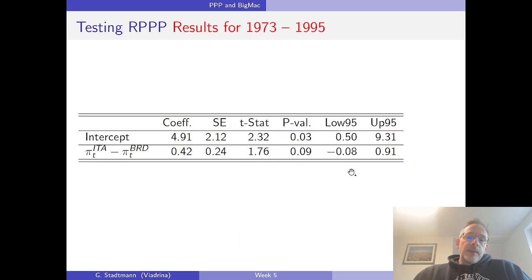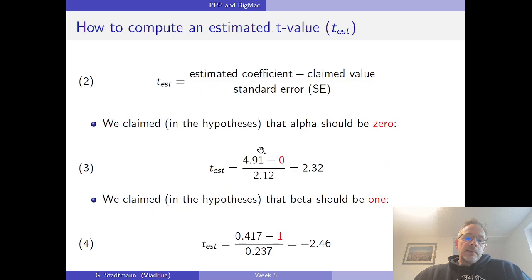With respect to beta, we have to be careful because this t-statistic is misleading. Excel is computing the t-statistic in the following way: 0.42 minus 0 divided by 0.24. And then the result is 1.76. But this is misleading. It's the wrong t-statistic. We have to use this formula here, 0.417 minus 1 divided by the standard error. And therefore, we get a minus 2.46 here.